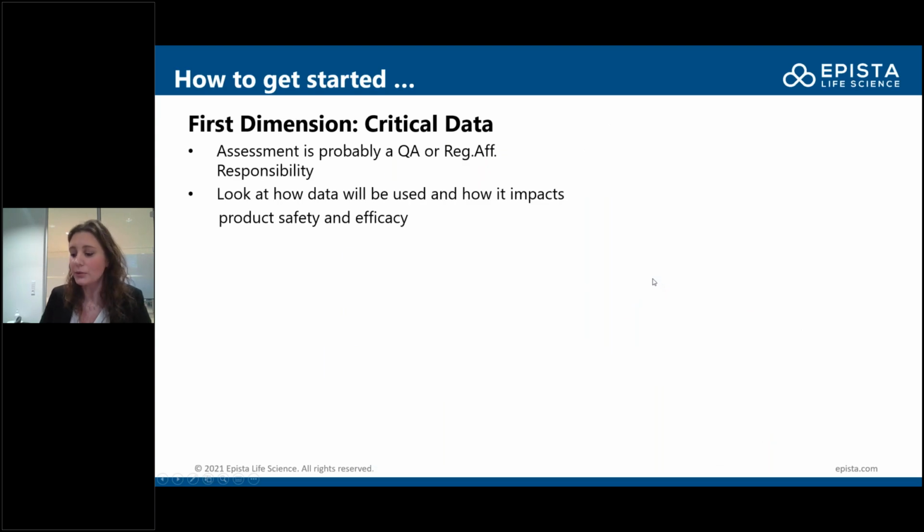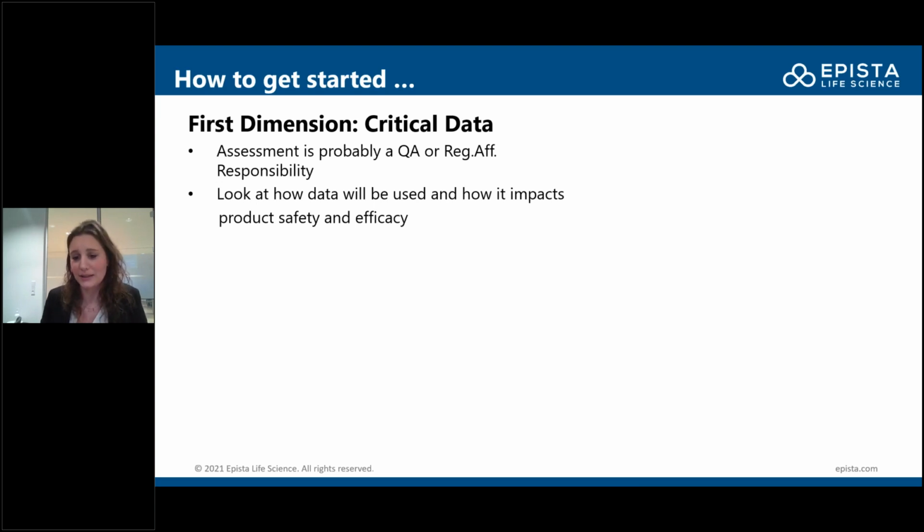So first dimension, critical data. That's normally already the first hurdle, first difficulty. How do I find out what my critical data is? I would personally say that the assessment as to how critical your data is is something that probably a quality assurance department or regulatory affairs needs to do. But basically someone that knows your business, that knows how the data that's generated will be used and how that ultimately impacts product safety and efficacy.